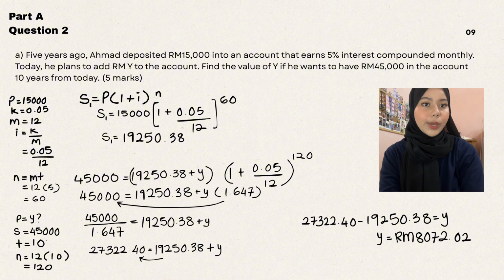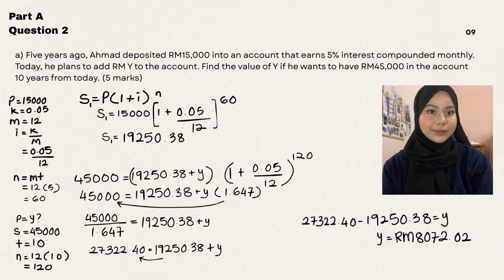Part A, question 2a. 5 years ago, Ahmad deposited 50,000 ringgit into an account that earns 5% interest compounded monthly. Today, he plans to add RM Y to the account. Find the value of Y if he wants to have 45,000 ringgit in the account 10 years from today. First, you identify the formula required from the question, so we use the compound interest formula, which is S equals P, bracket 1 plus i, bracket, to the power of n.